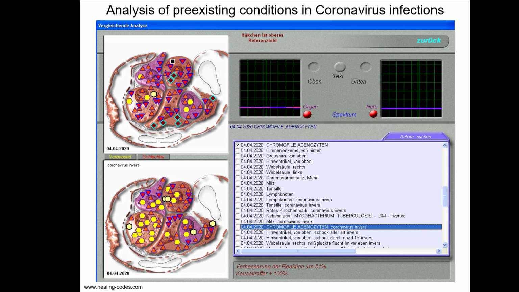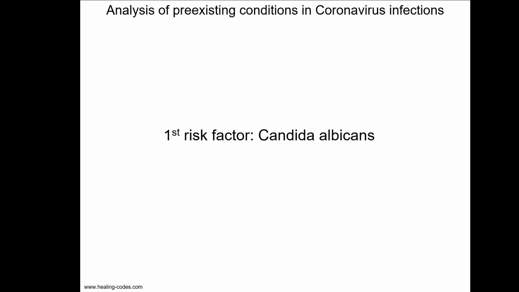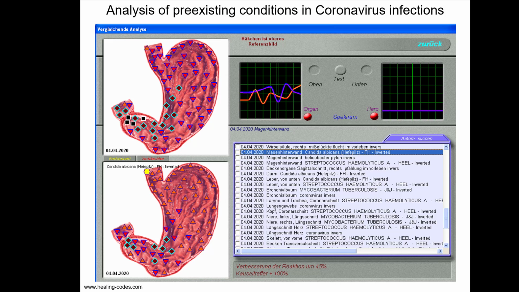The following analyses now refer to the question of which previous diseases or risk factors the patient suffers from. The first risk factor is a clear exposure to the fungus Candida albicans in the area of the GI tract with the resulting immunological disturbance. The image of the stomach shows a clear energetic disturbance, which is improved by 45% by inverting Candida albicans. Thus, a clear exposure to this fungus has been proven.